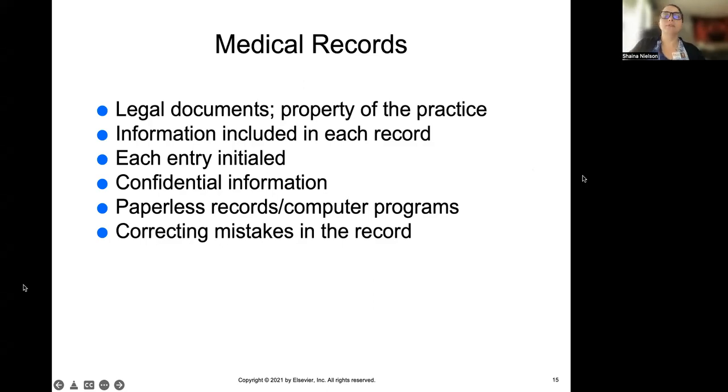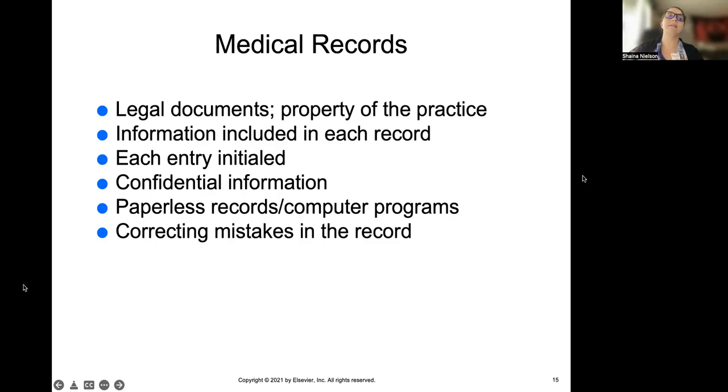It's really important to know that these medical records, even though they are for an animal, for somebody's pet, we have to treat them just like we would human medical records, which means these are legal documents. They are property of the practice. That means they are legally owned by that veterinary practice, and they can be brought into court. Unfortunately, there are situations where lawsuits and legal battles happen. We have to go to court and actually show these in a court of law.